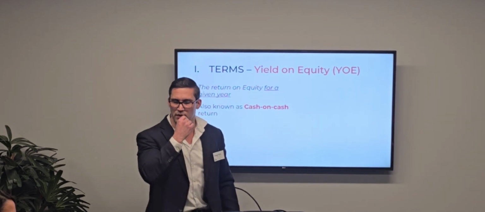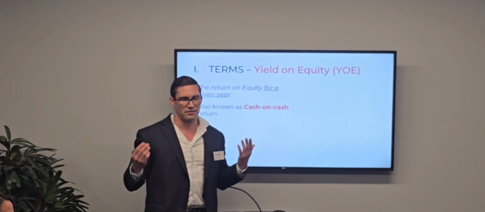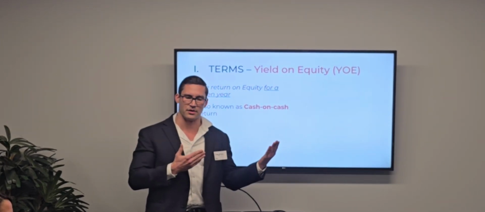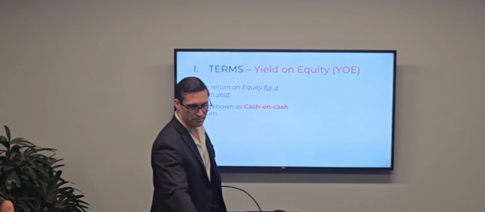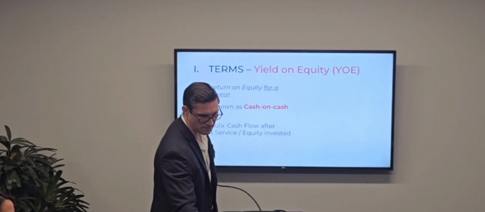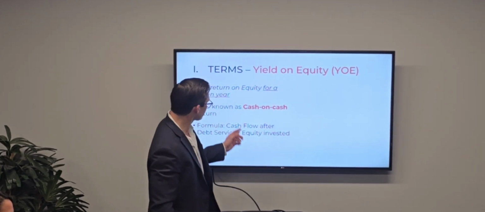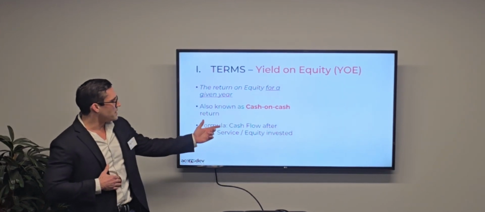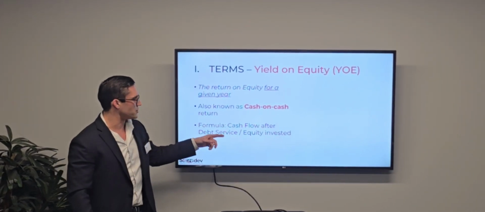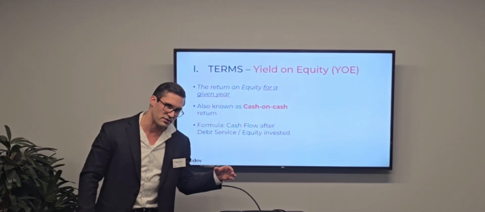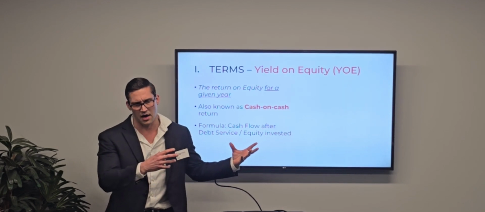I like yield on equity more just because semantically it maps to the idea of yield on cost more intuitively, and I'll perhaps be able to explain that shortly. But basically, the formula is cash flow after debt service divided by the equity invested. So how does that relate to yield on cost?